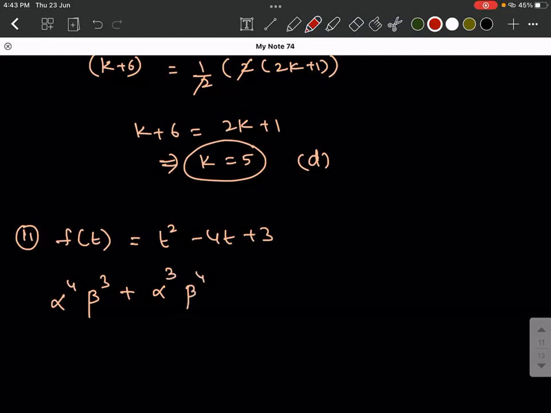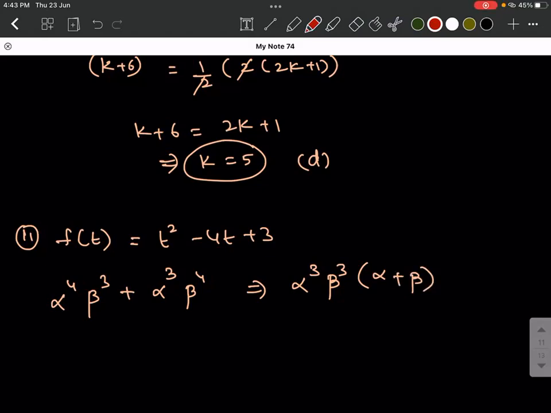I don't know how to solve this. What shall we do? Give me an idea. You people have any solution in mind? You need to take common. What will you take out common? You will take alpha cube and beta cube. If you take alpha cube and beta cube, you will be left with alpha plus beta.